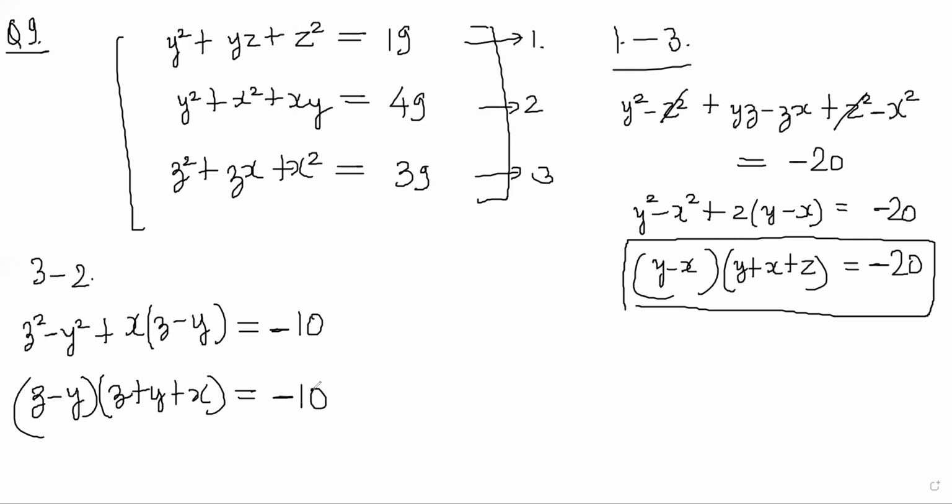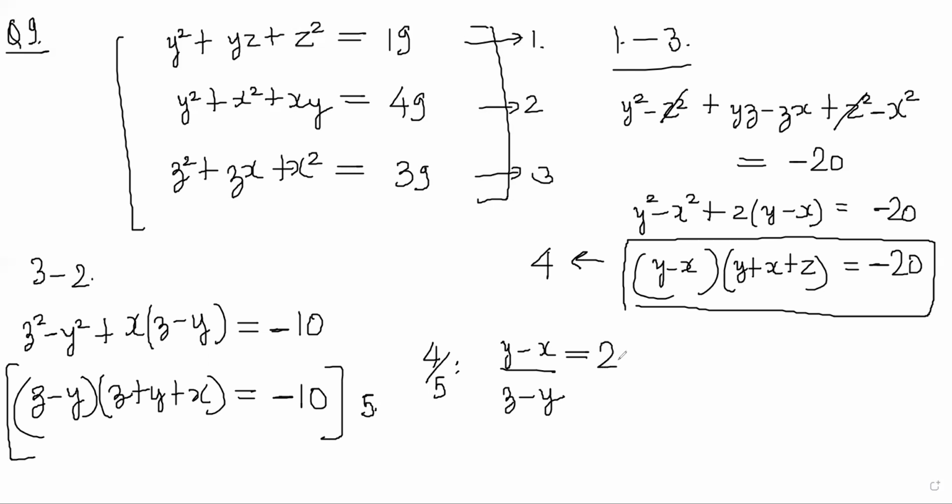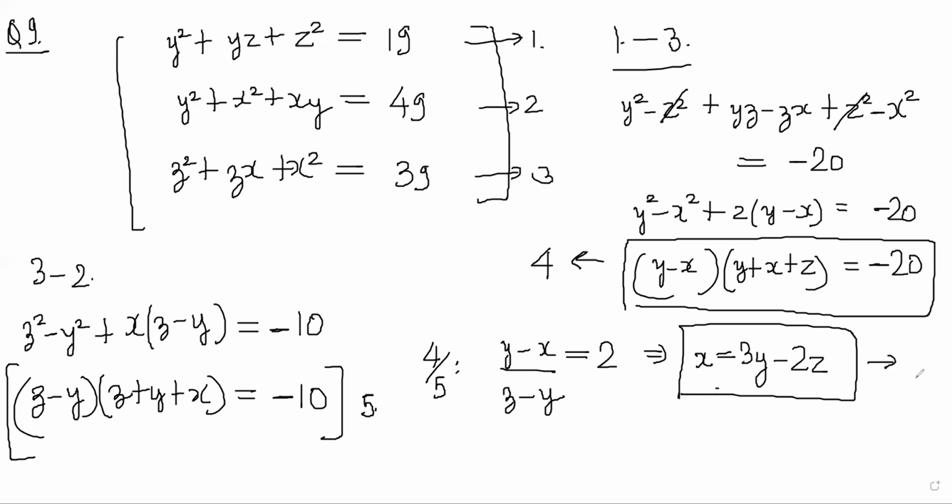Now we can immediately divide. This can be called 4, and this can be called 5. So we can divide 4 and 5. So 4 by 5 basically gives us y minus x by z minus y is equal to 2. So that implies x is equal to 2z minus 2y, and this comes to this side. So x is equal to 3y minus 2z is coming. Correct? Okay. Now, this is my 6.